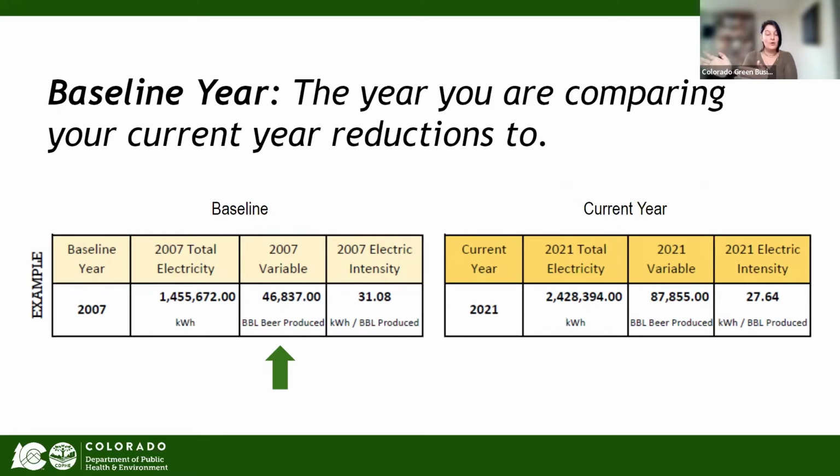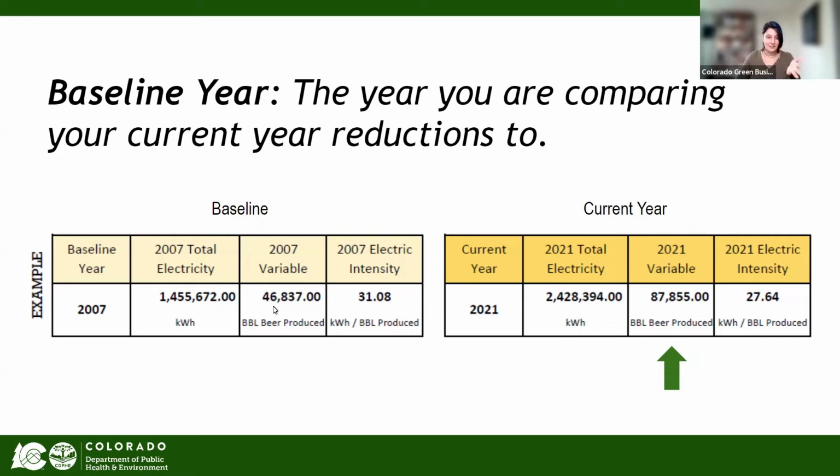So again, when we go back to this example, you can see that we have that 2007 barrels produced variable here, and that's what allows us to calculate the intensity use for that year. And then when we assign our current year data, we're looking at 2021 in this case as the most recent completed year. So this was a 2022 application. So their most recent completed year was 2021. They've given us their data for 2021, which will compare to their 2007 data. And then they've also given us their 2021 variable.